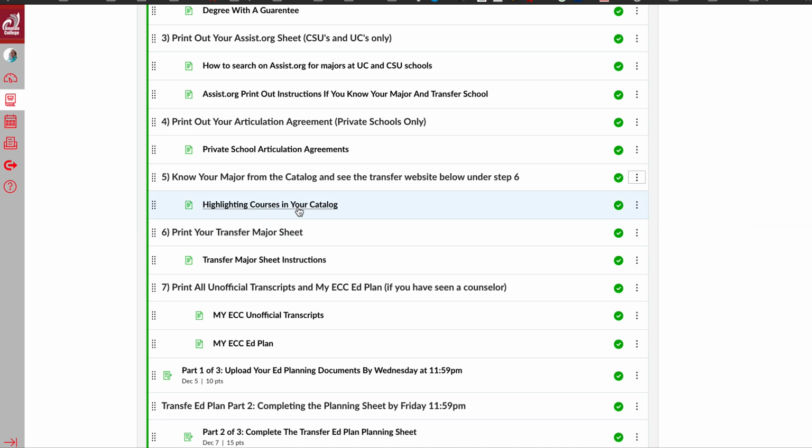So you look through the catalog for your pages for your major. You will see hopefully that the catalog matches the transfer major sheet. So this again is one of the most important things on here because it gives you a lot of good information about your major, transfer courses, and different schools that have different classes for you to prepare to transfer to.